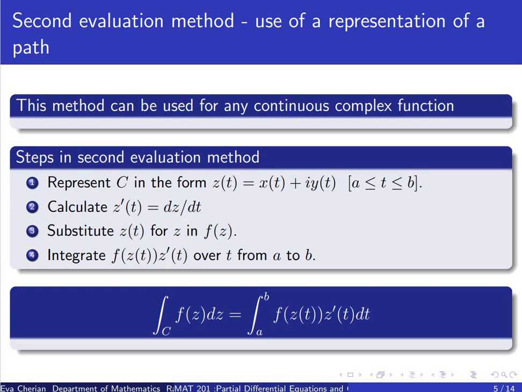So the steps in the second evaluation method are: first, represent the path of integration C in the form z of t equal to x of t plus i y of t, where t is between a and b. Calculate z dash of t. Then substitute z of t for z in f of z. Finally, integrate f of z of t, z dash of t over t from a to b. Then integral over C f of z dz equals integral a to b f of z of t, z dash of t dt.